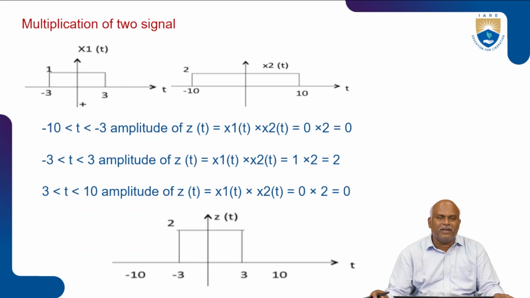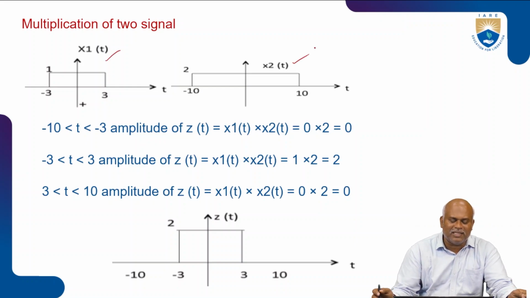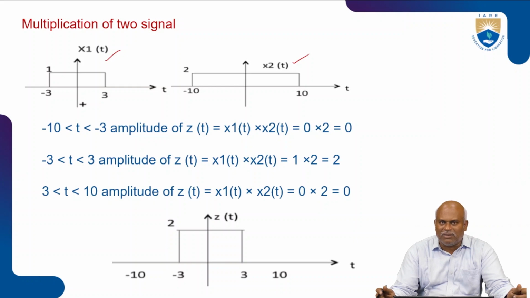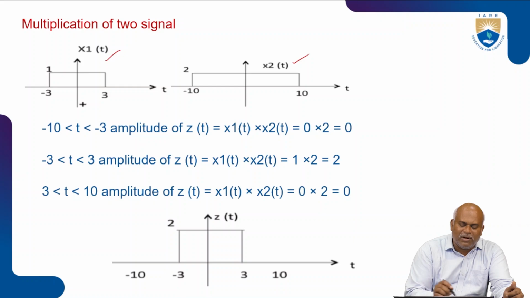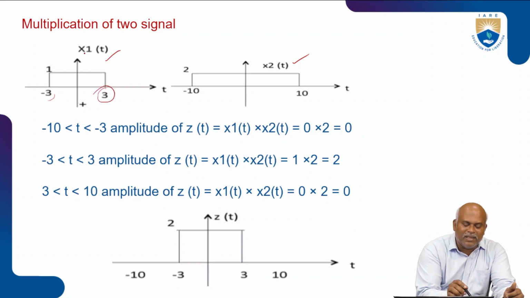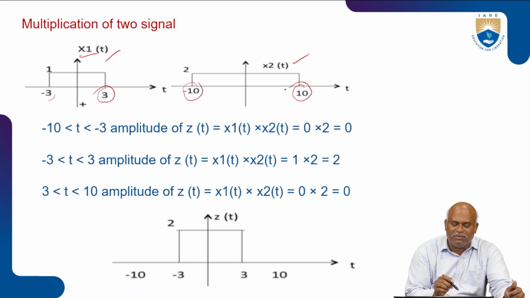Next case, multiplication of two signals. We need to multiply the signals. So we take two sample signals, that is x1 of t and x2 of t. X1 of t amplitude is 1 for time interval of -3 to +3. The x2 of t amplitude is equal to 2 for the time interval of -10 to +10. Now we need to multiply both. So for the multiplication, x1 is present for -3 to +3, and x2 is present for -10 to +10.